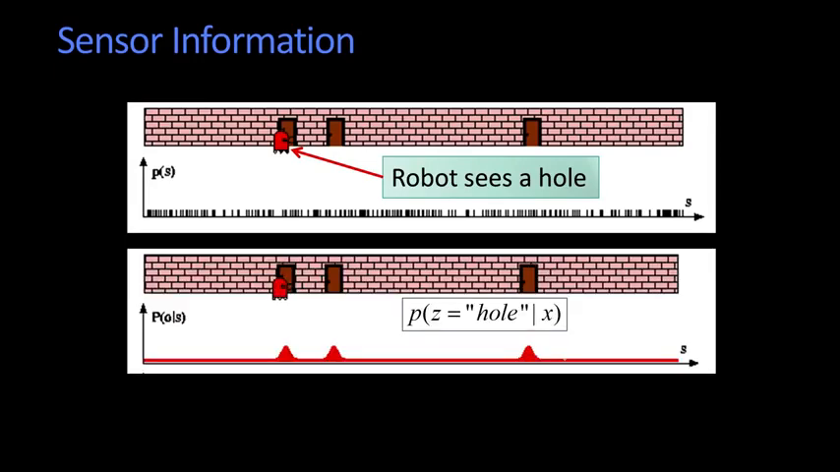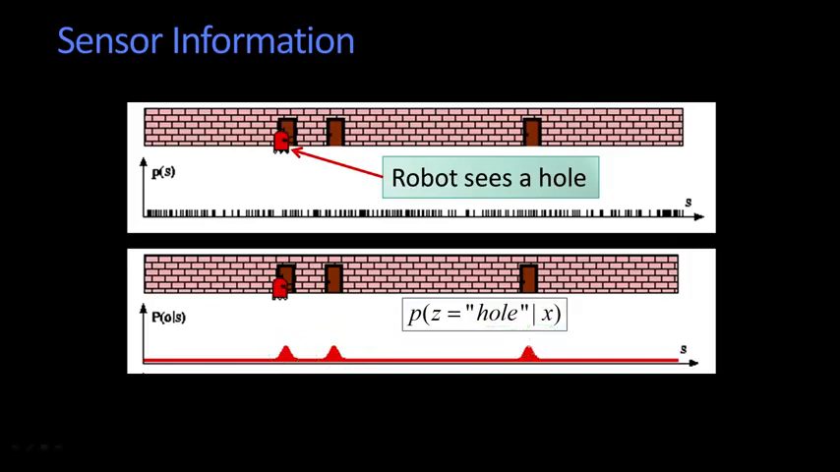So after the robot sees the hole, what it has to evaluate is, what is the likelihood that I would have seen a hole if I was at this location? So these values here are not the probability that I'm at that location given that I saw a hole. It's the probability that I would see a hole given that I was at that location.